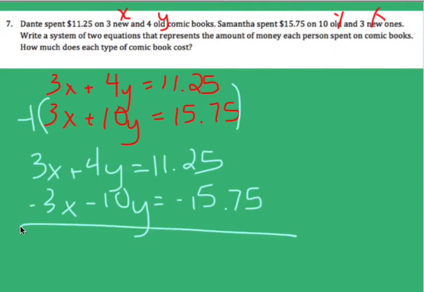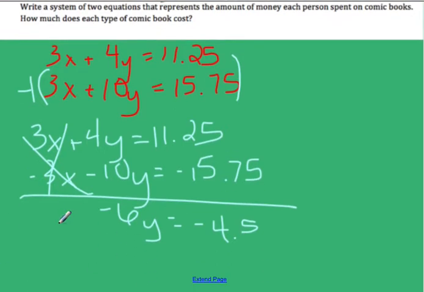So now I'm ready to add down my columns. Well, 3x minus 3x is going to cancel out. 4 minus 10y is negative 6y. 11.25 minus 15.75 is negative 4.5. So now what I want to do is divide both sides by a negative 6.